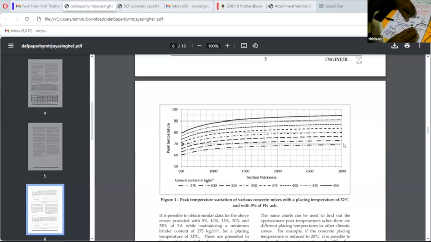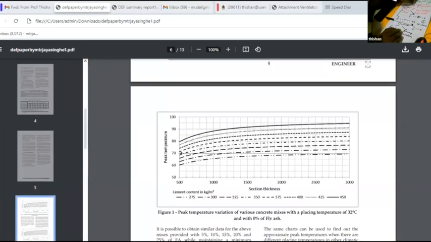So as a design engineer, now you have to take a decision. You have decided to use grade 30 concrete, 30 megapascal cube strength concrete, and the maximum cement you can use is 270. Anything above, you are going to get a temperature above 70. Can you understand that, Bashita? Yes, understood. Okay.